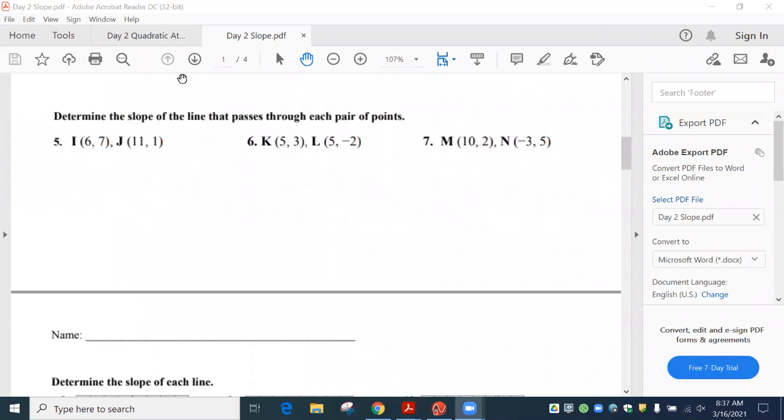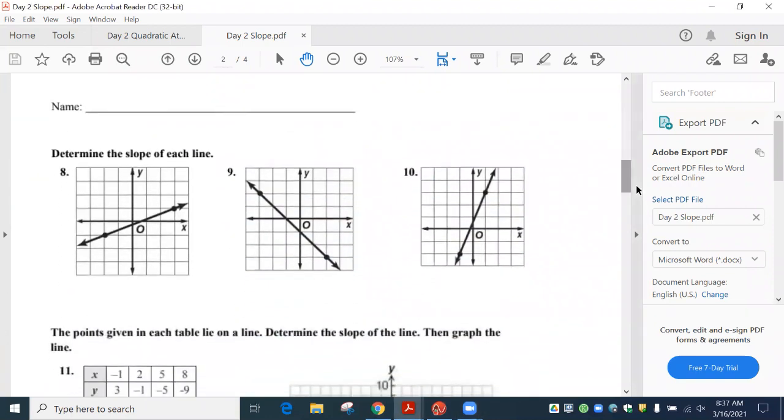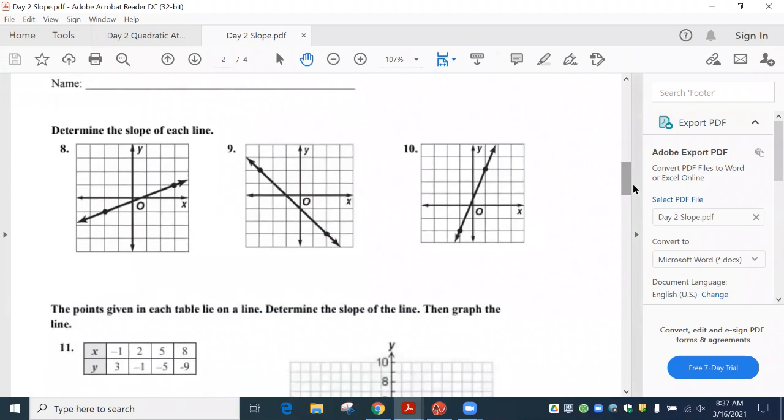So if you think that's easy, that's awesome. Like I said, that just shows that you're going to be able to pick up even more on the STAR test. All right. So now we're looking at graphs.